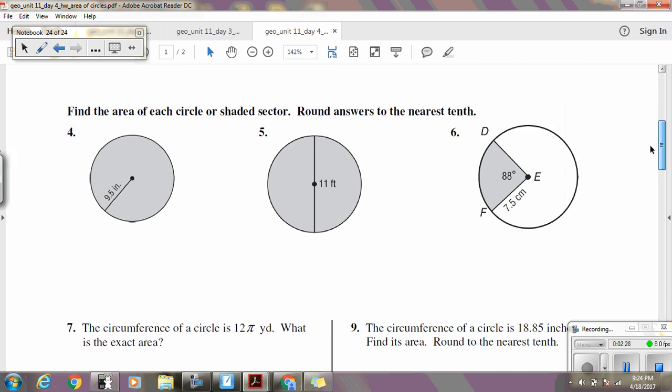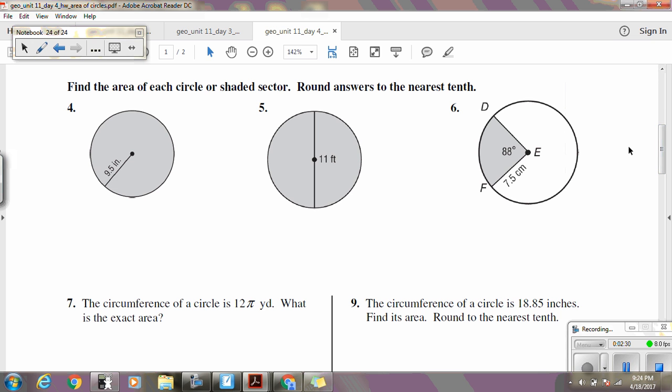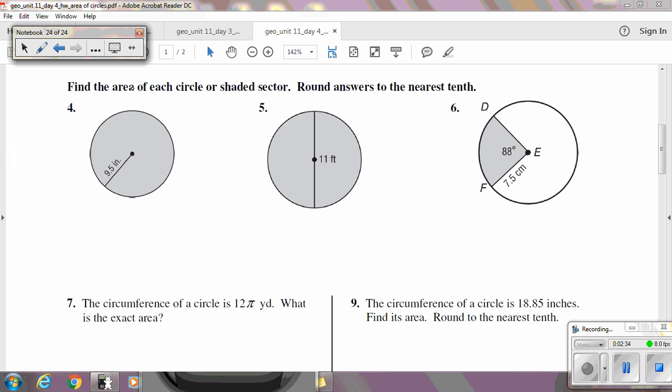For the next group, they want us to round our answers to the nearest tenth. So for number 5, I'm finding the area. So again, it's pi radius squared. So that means it's pi times, well, our radius is going to be 5.5 because that's half of 11, squared. And now, since it wants the tenth, we go ahead and put it all in the calculator.